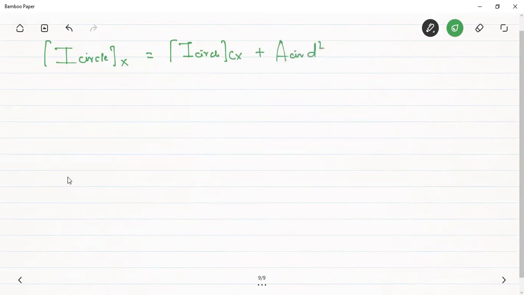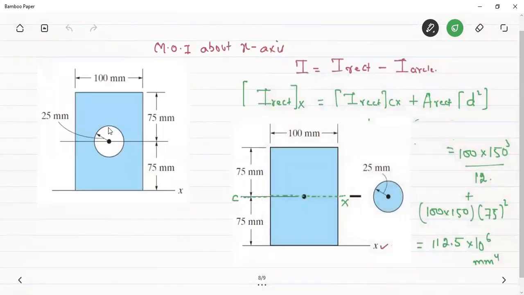From the figure you can see that the center of the circle also coincides with the center of the rectangle. You also know that the formula for the moment of inertia of the circle about the centroidal axis, which passes through the diameter, will be equal to pi d to the power 4 divided by 64.